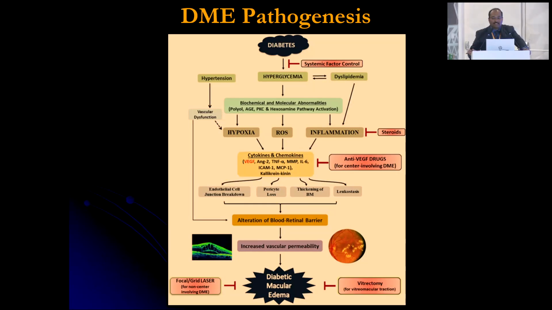So the pathogenesis of DME, I think that's important to understand: hyperglycemia is a prime driver, and by triggering a bunch of biochemical pathways, it pushes out a number of cytokines and chemokines. One and primary amongst these is VEGF. So when we are using anti-VEGF, primarily we're only addressing this component, but see, there are a number of other players, and this is the reason why we have this component of refractory DME, which is significant. And then by altering the blood-retinal barrier, increasing vascular permeability, you get a DME.